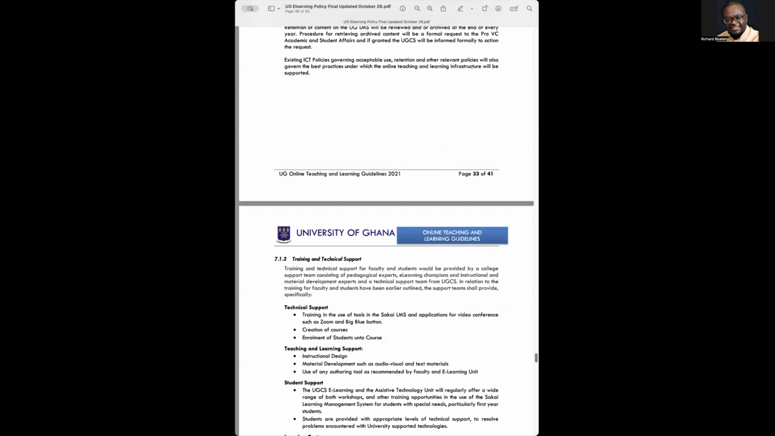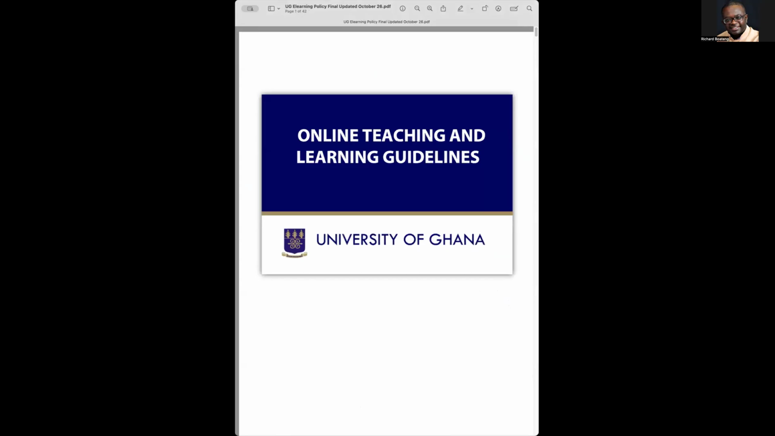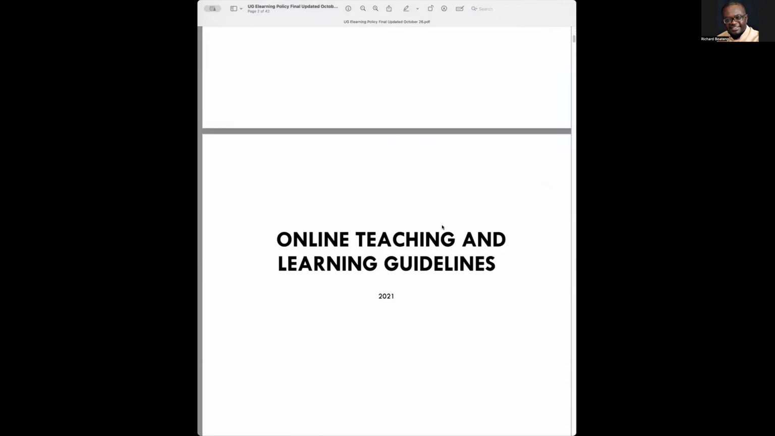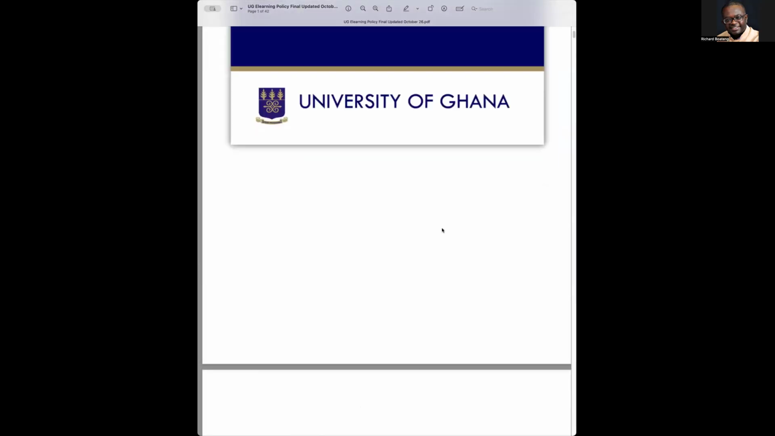What do you see here? Do you see policy in it? What do you see? Online teaching and learning what? Guidelines. Why? Because at the end of the day, we wanted to look at it. And why is it guidelines? What do we say guidelines are?